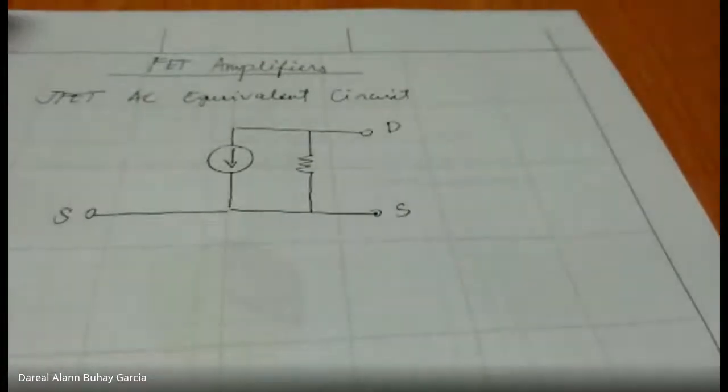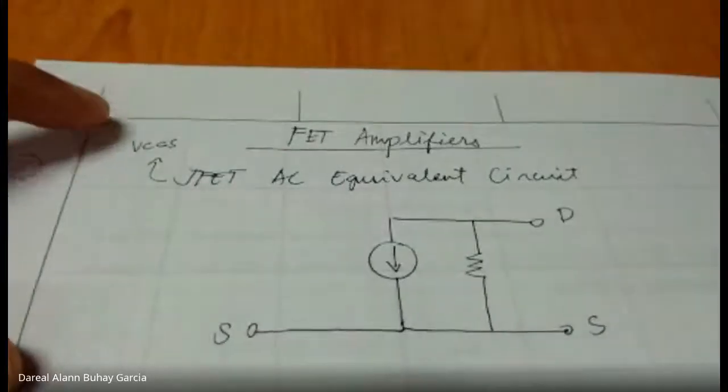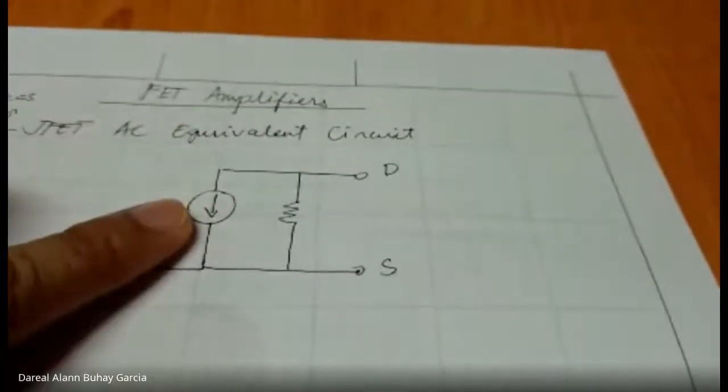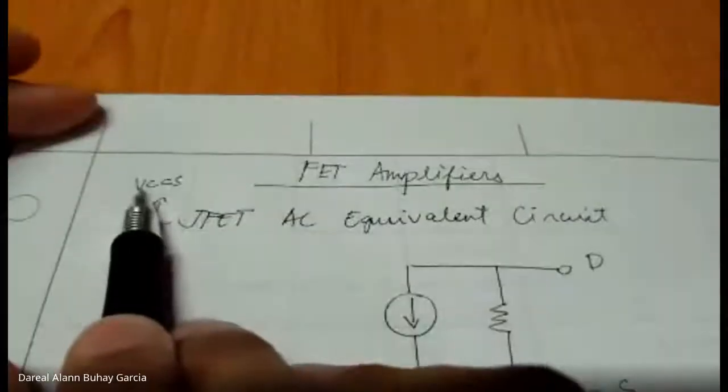As we've learned previously, a JFET or a FET, any field effect transistor, is a voltage controlled current source, right? So the equivalent circuit is again a current source, particularly this one. This current source is a voltage controlled current source.